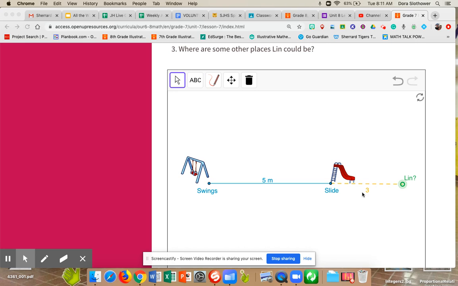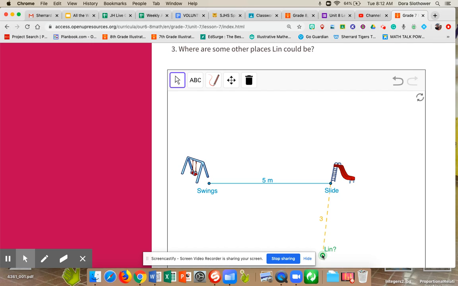Well, I started thinking about this, and I guess really Lynn could be anywhere as long as you swing that 3 up. Lynn could be there. She could be there. There's anywhere Lynn could be. So yes, there are other places that Lynn could be.